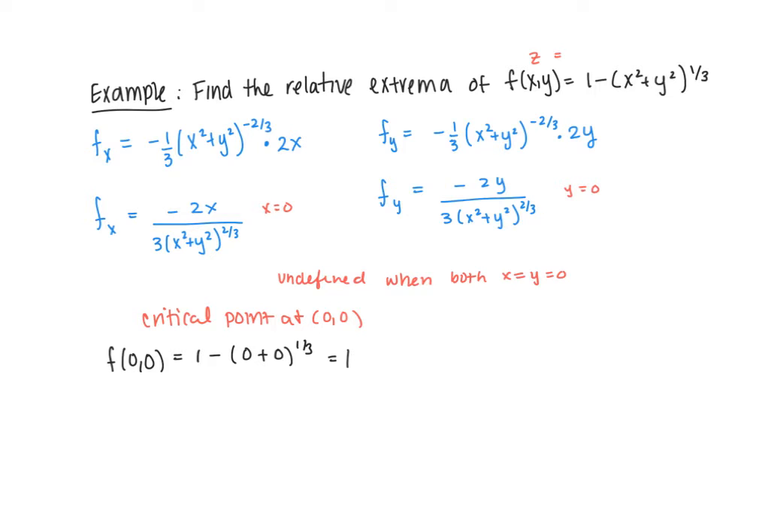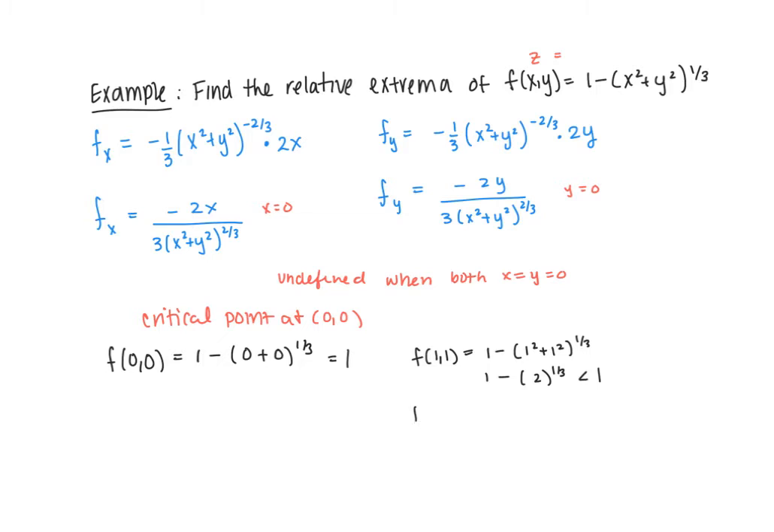And I want to see how other values around it compare to 1. So I can plug in something easy, maybe 1, because it's a 1/3 root. We want to pick things that are going to have a nice root. F of (1, 1) is 1 minus 1 squared plus 1 squared to the 1/3, which is 1 minus 2 to the 1/3, so the cube root of 2, which we know is going to be less than 1.